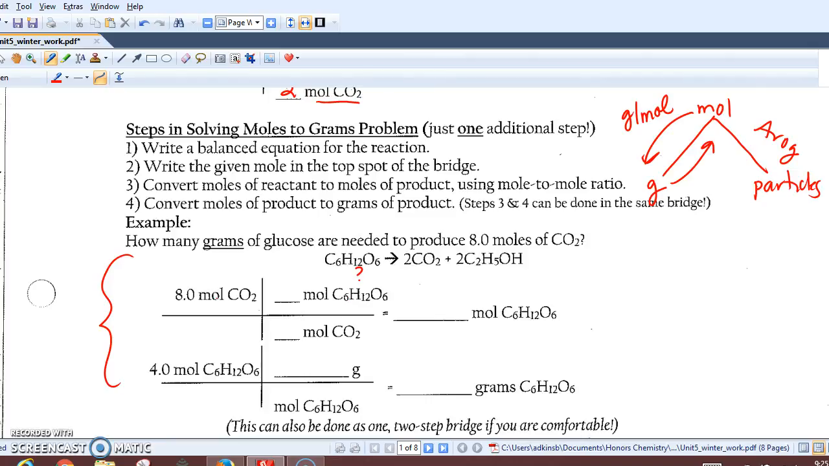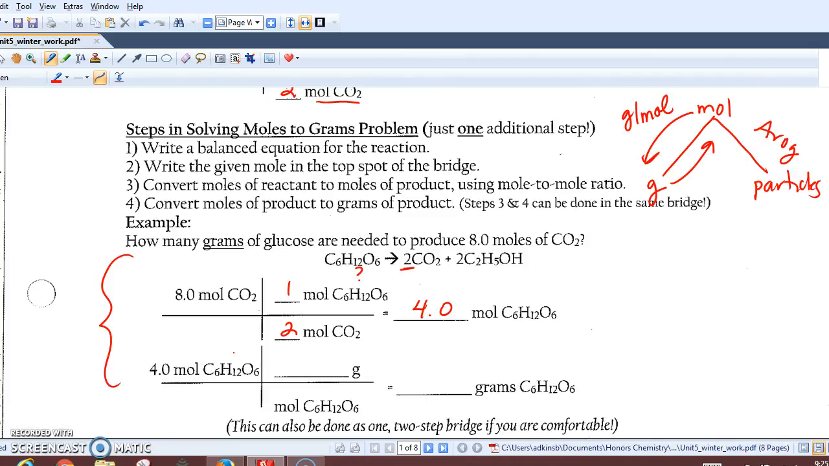All right, so in order to get from CO2 to glucose, and before I can even bring grams into it, I've got to figure out what their mole relationship is. And we just did that. We said 2 moles of CO2 would be formed for every 1 mole that reacted. So we end up with 4.0 moles of glucose. But that's not what the question was asking. The question was asking, well, how many grams of glucose would that be?